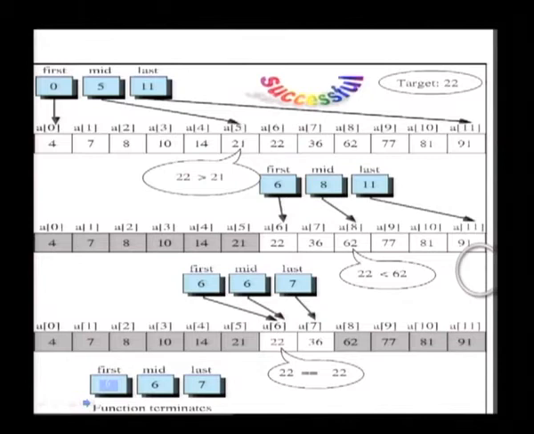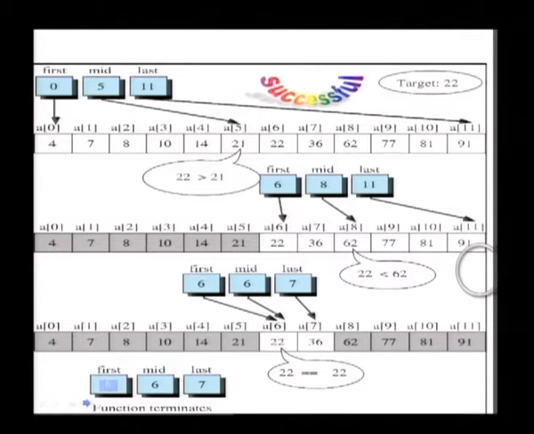8, and of course 22 is smaller than 62 and therefore 22 cannot be present in the indices 9, 10 and 11. It is not present in the array index 8 as our comparison has shown, therefore it can only be present among the array indices 6 and 7, that is among the array indices first and mid minus 1. And this is the most important thing, that it is present in the array indices first and mid minus 1 in this case.